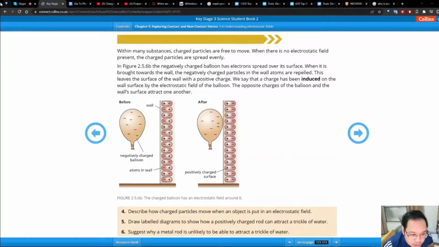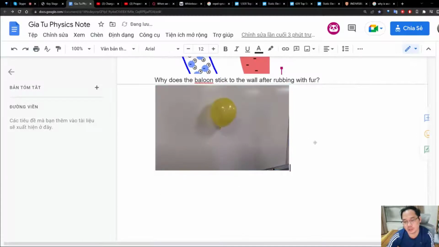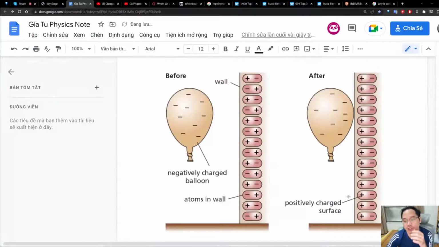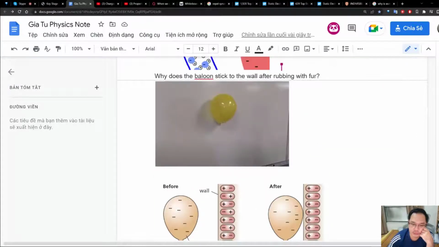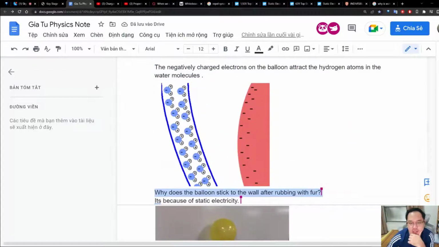Can you answer it now? You have finished reading. Now please answer that in detail with this illustration, with the picture. Electrostatic electricity. You need to make it more detailed, like the content in the book, you see here.